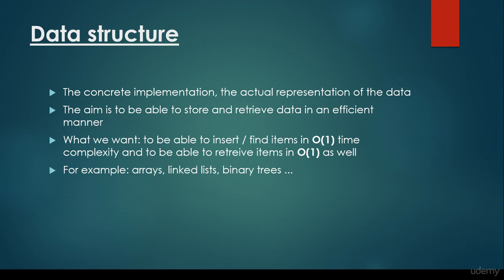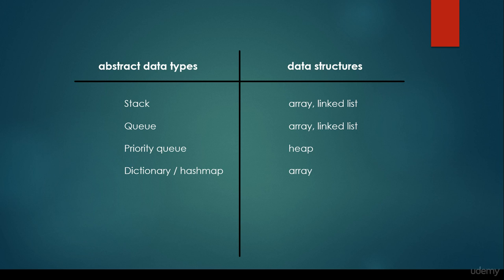So for example, arrays, linked lists and binary trees are data structures. We have the concrete implementations. So we have the abstract data type, just the model, just the super type, just the specification, and the data structures, the concrete implementations. So we have the stack abstract data type with the concrete behaviors. And we can implement stack with the help of array or linked list data structures.